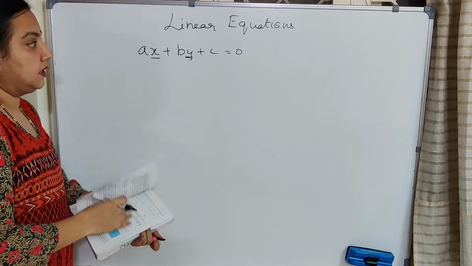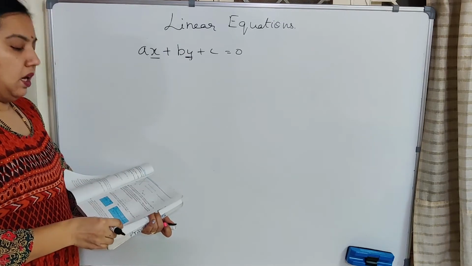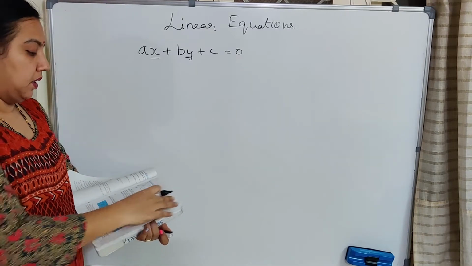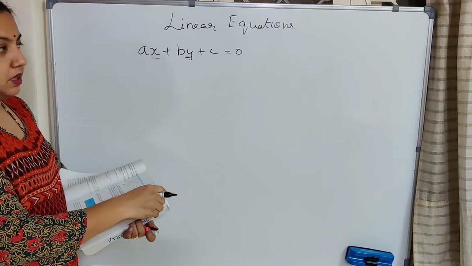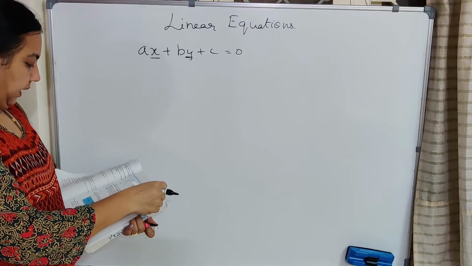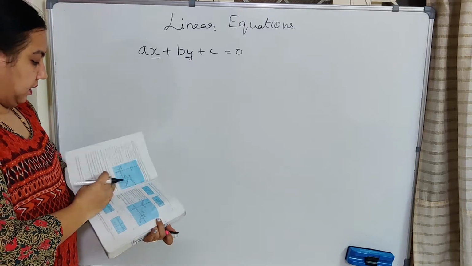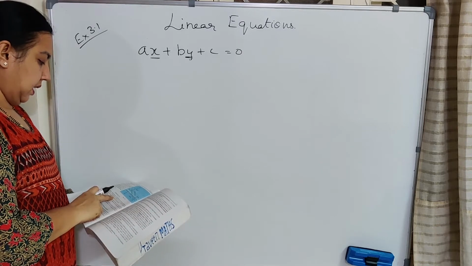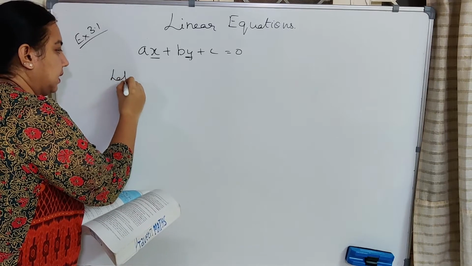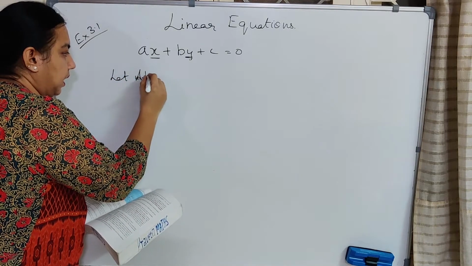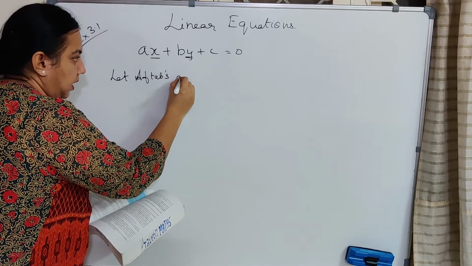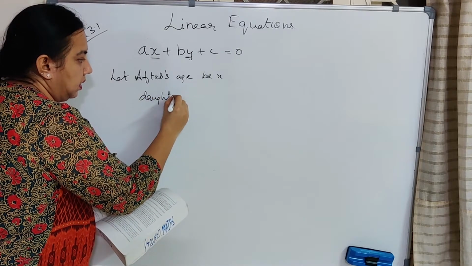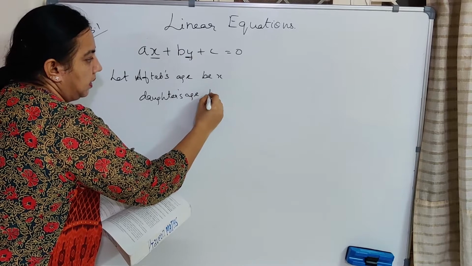In the first chapter of your exercise on pair of linear equations, we are going to see how linear equations are represented on a graph paper. Let us take an example. Aftab tells his daughter, 7 years ago I was 7 times as old as you were then. Let Aftab's age be x, and the daughter's age be the other variable, y.